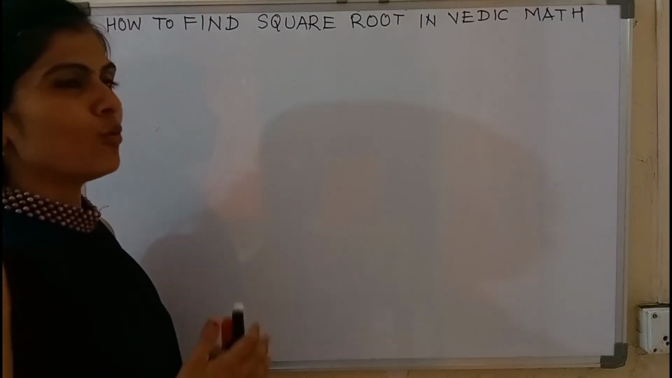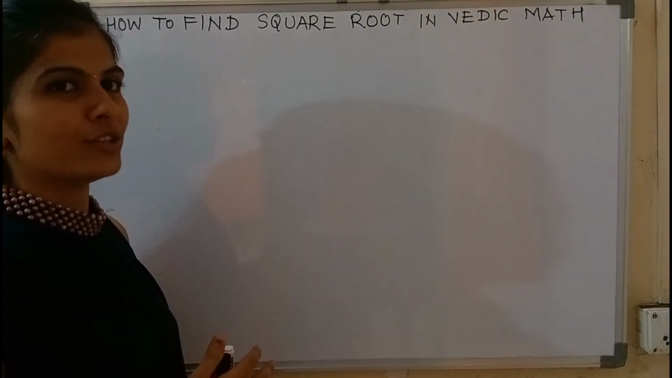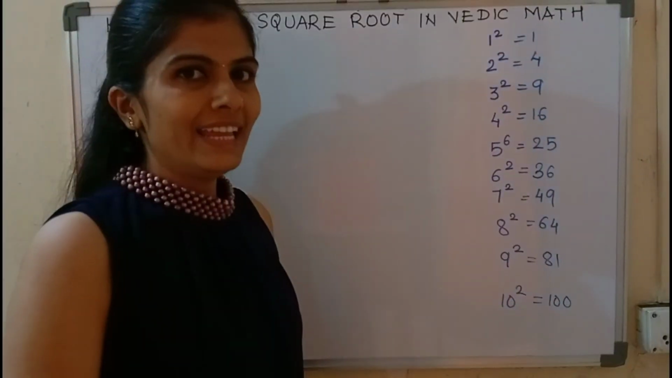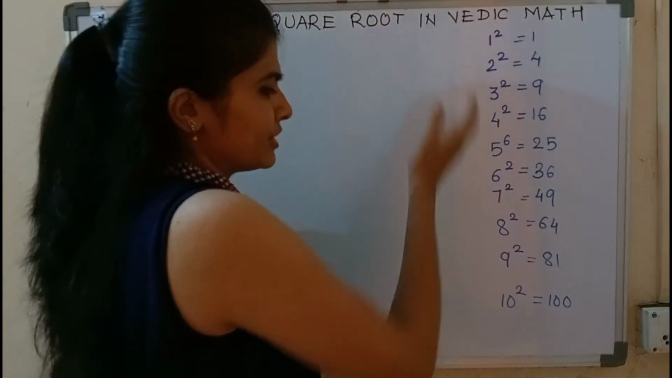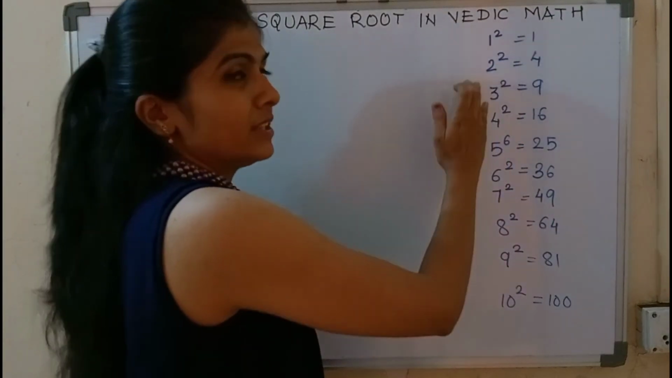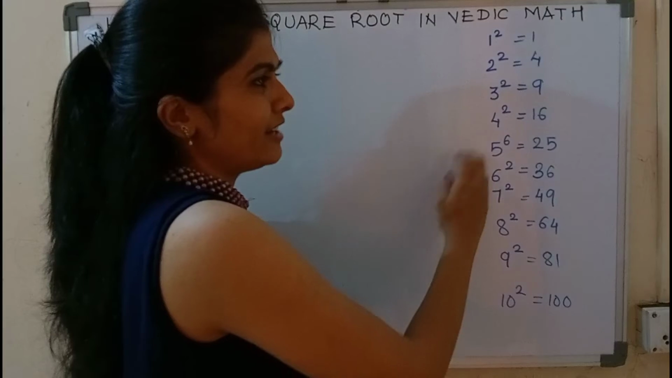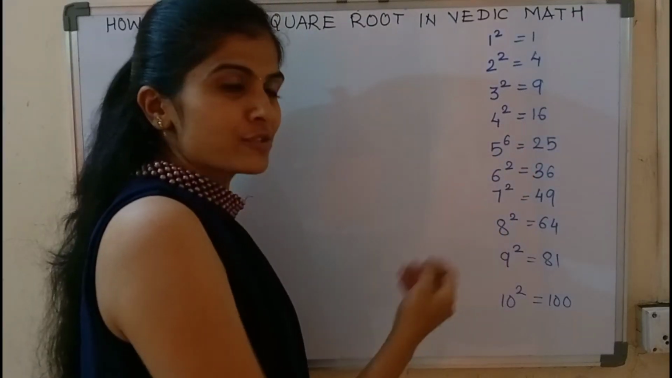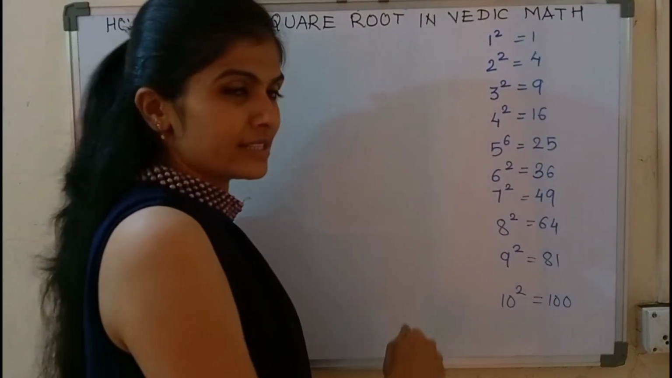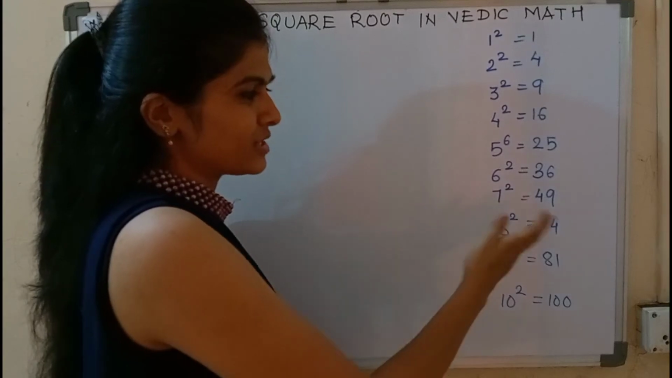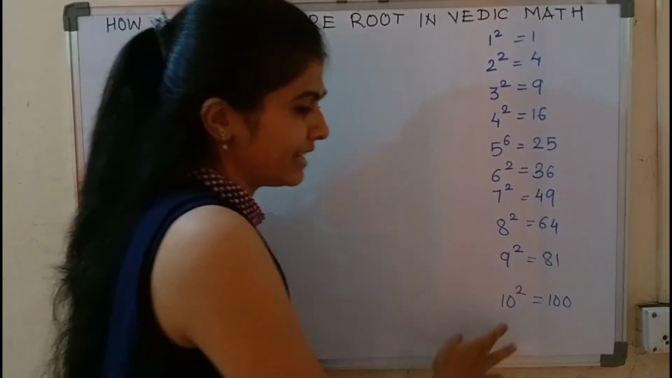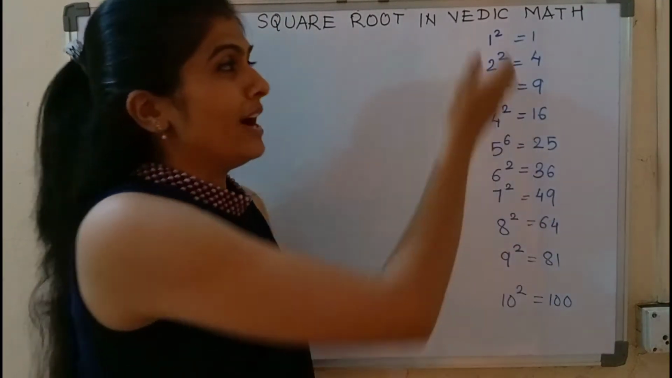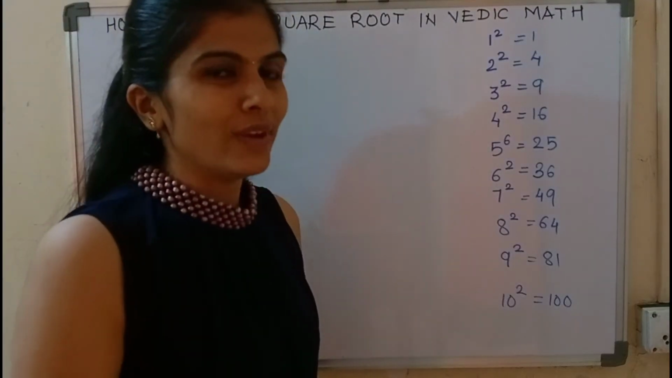So let's have a look at what the squares of numbers from 1 to 10 are. I have written the squares of numbers from 1 to 10. Square of 1 is 1, 2 square is 4, 3 square 9, 4 square 16, 5 square 25, square of 6 is 36, 7 square is 49, 8 square 64, 9 square 81 and 10 square 100. Why do we need this? That I'm going to explain to you.